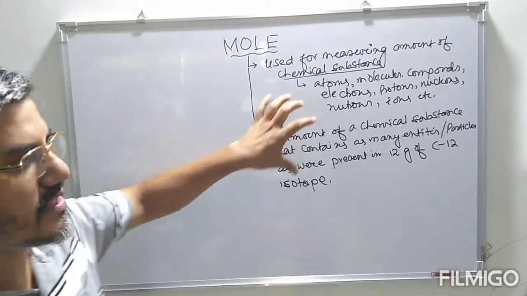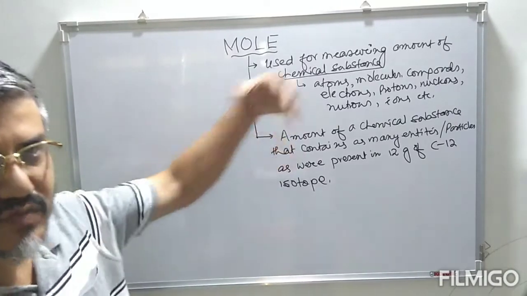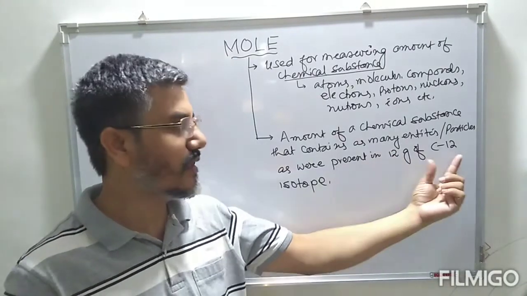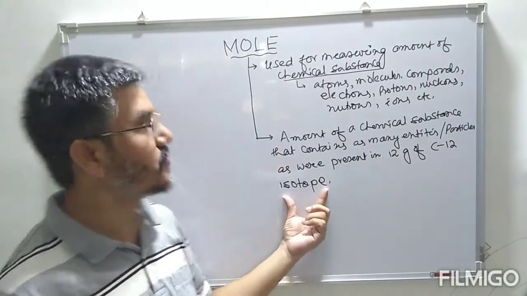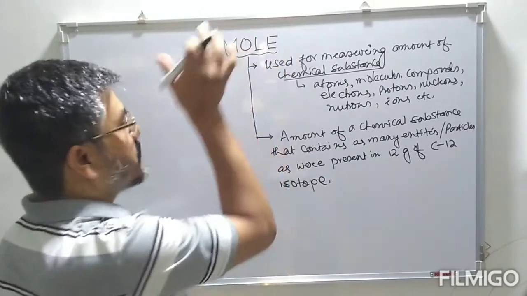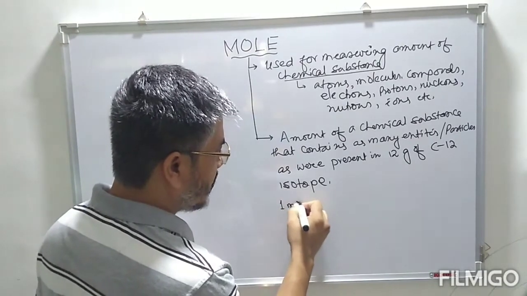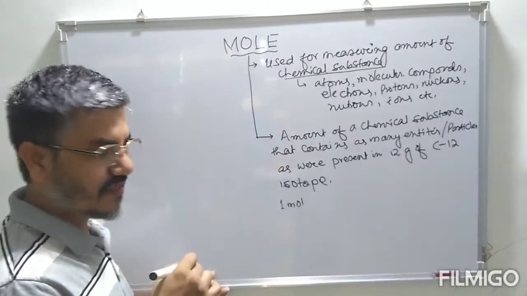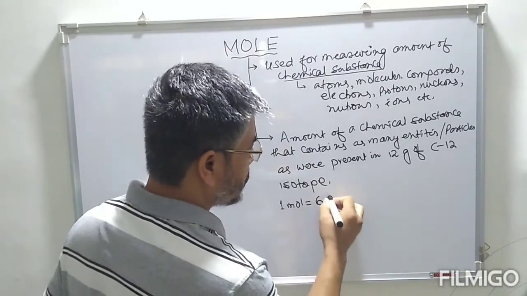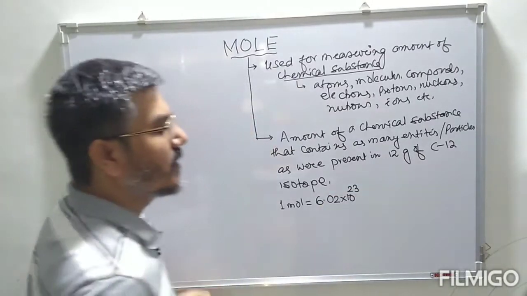So any particular substance that contains as many entities as were present in 12 gram of carbon-12 isotope, this is defined as mole. So look at this, we have this mole. The term 1 mole has always a fixed quantity. So 1 mole is equal to 6.02 × 10^23.